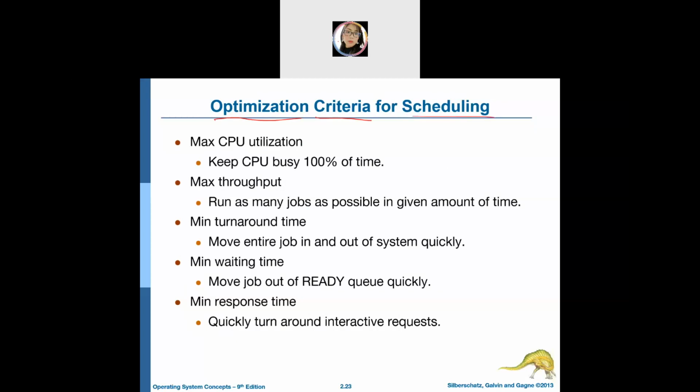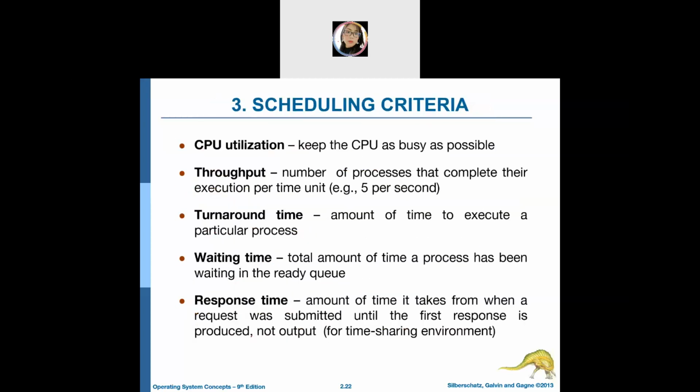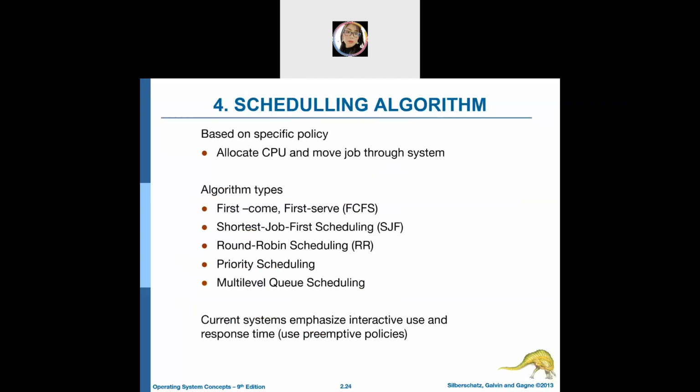Optimization criteria for scheduling. So you also have the optimization criteria. Maximum CPU utilization, keep the CPU busy 100% of the time. Maximum throughput. Minimum turnaround time, to move the job into and out of the system quickly. Minimum waiting time, move the job out of the ready queue quickly, and lastly minimum response time, quickly respond to the request. So those are the things that you need to know, but of course it is theory you need to understand and to memorize.